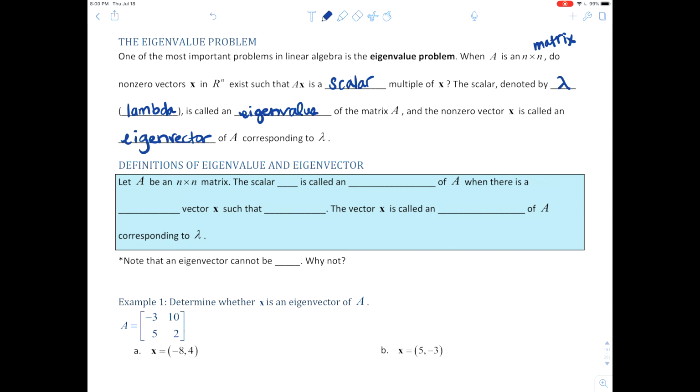Definitions of eigenvalue and eigenvector. Let A be an n by n matrix. The scalar lambda is called an eigenvalue of A when there is a non-zero vector x such that A times x is equal to lambda times x. The vector x is called an eigenvector of A corresponding to lambda.